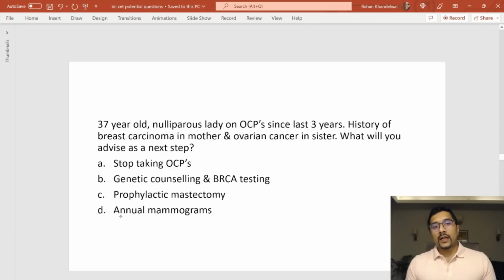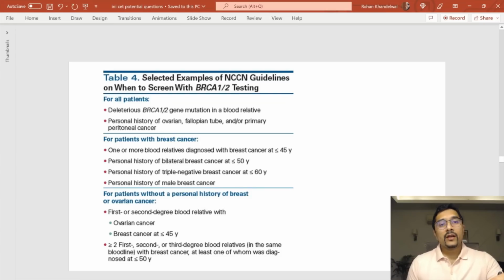A 37-year-old nulliparous patient on OCPs, mother and sister had ovarian and breast cancer. What would be the next step? We would do genetic counseling and BRCA testing. So any strong family history of breast and ovarian cancer, you will do BRCA testing. Triple negative breast cancer, less than 60 years, male breast cancer, bilateral breast cancer, all these would be indications to carry out genetic counseling and BRCA testing.